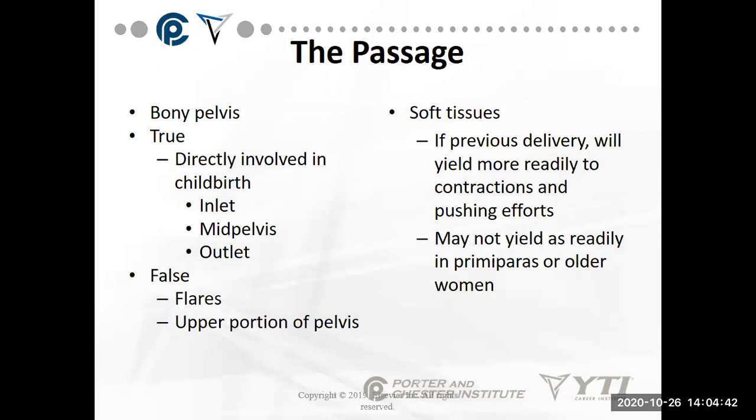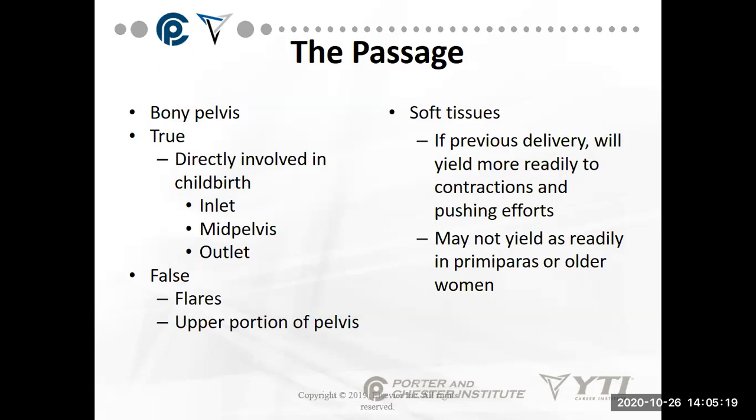When we look at the soft tissue, in general, women who have had a vaginal delivery usually deliver more quickly than women having their first birth, because it kind of already is there and it's also prepared. Just to read from your book, it says, in general, women who have a previous vaginal birth deliver more quickly than women having their first birth, because their soft tissues yield more readily to the forces of contractions and also the pushing efforts.